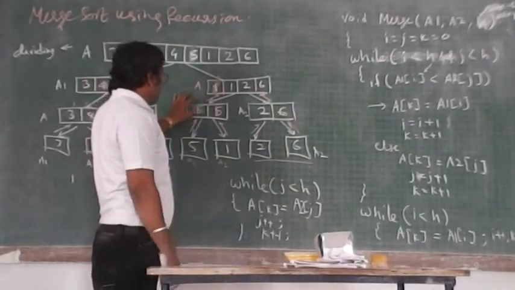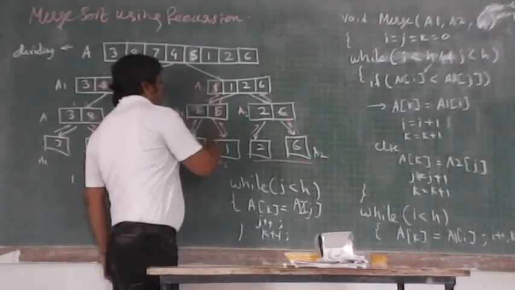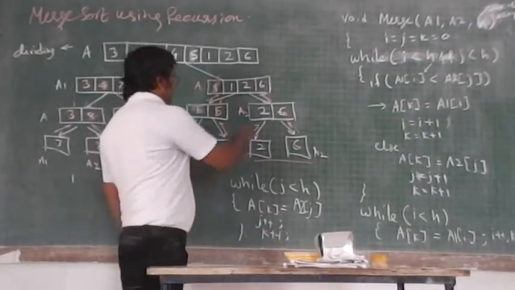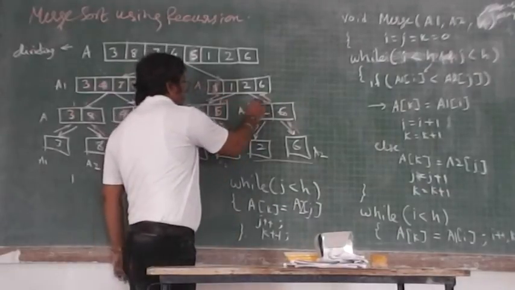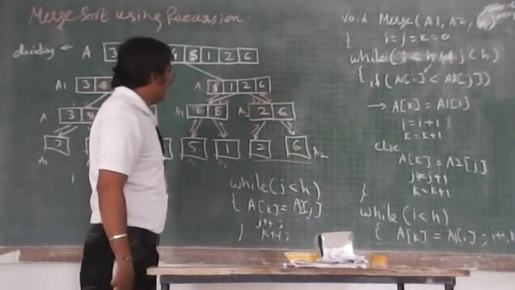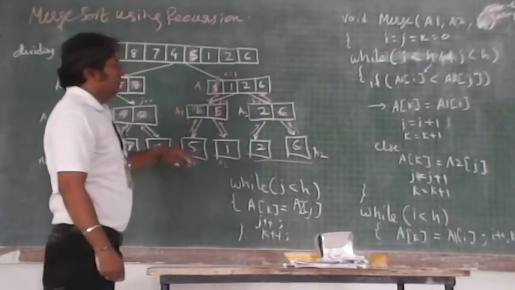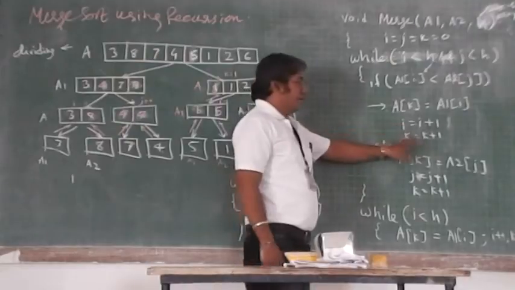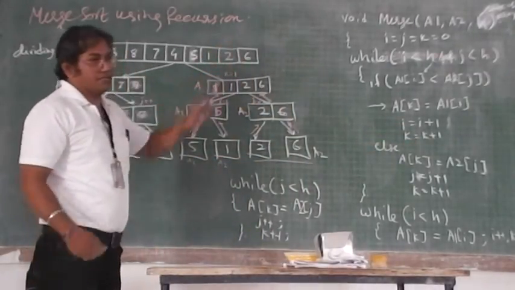I will be incremented. I comes here. I is here. J is here. I is equal to 1. J is equal to 0. I is incremented. K is also incremented. So else part, while loop repeats its execution.